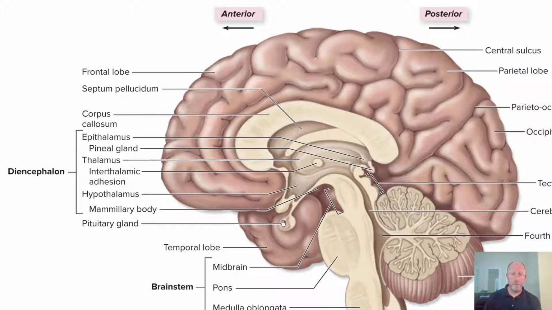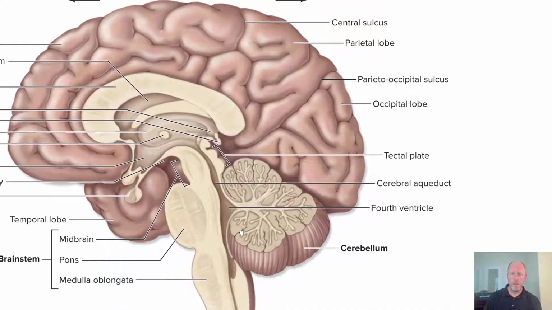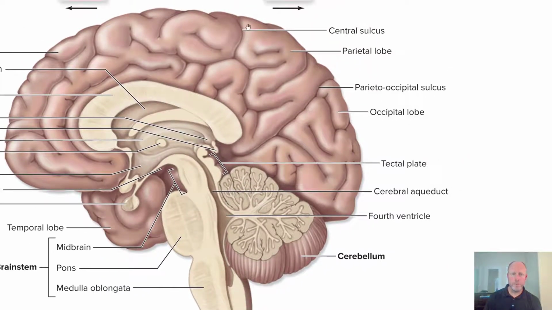We have the pituitary gland, and then going down here, the temporal lobe, and then we have the brain stem here, the midbrain. We have our pons, medulla oblongata, and the spinal cord. Then more the posterior, our central sulcus here, our parietal lobe, our parieto-occipital sulcus, our occipital lobe, our tectal plate, our cerebral aqueduct, the space between there, the fourth ventricle, and a ventricle is a space where things are going to move, right? And of course our cerebellum once again here.